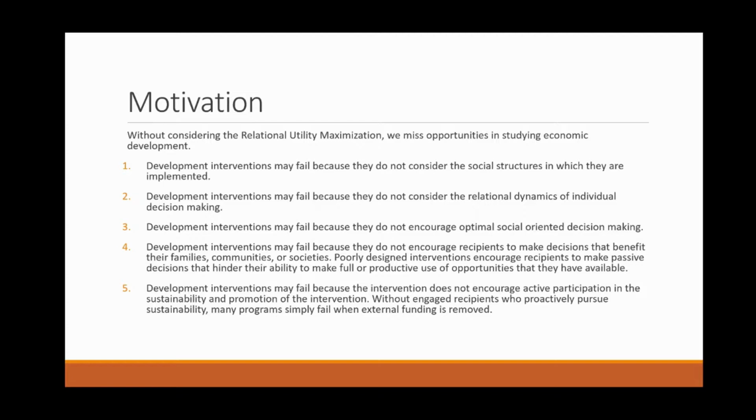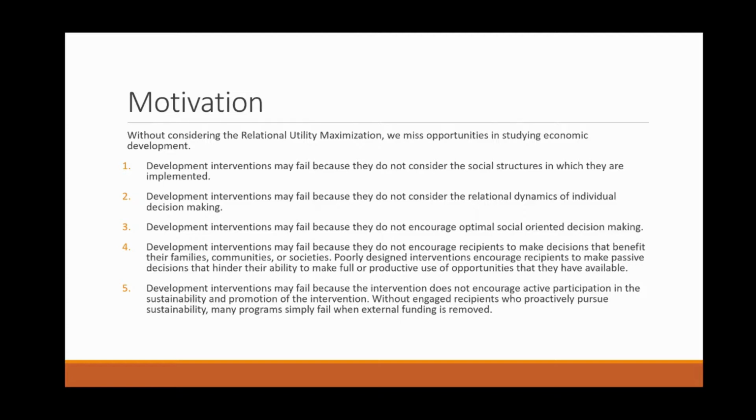Now, if we do not think of humans as relational utility maximizers, people that make decisions with respect and in collaboration with others, we miss things. For example, development interventions might fail because they do not consider the social structures in which they are implemented. If a development intervention is designed only with respect to a particular individual but ignores the community or the family that influences the decision-making of that individual, then the intervention might fail.